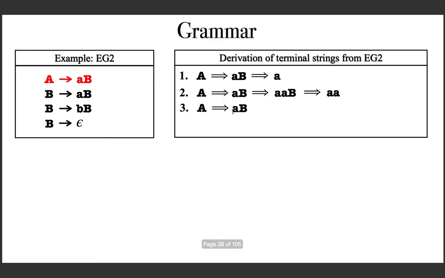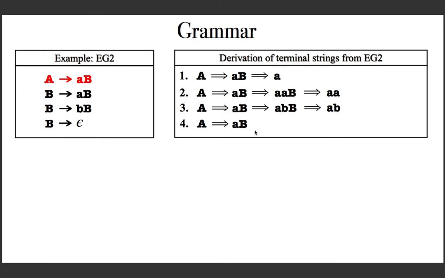Another example, the first production is applied, so I am getting small a capital B. For this capital B, I am applying production number 3, so I am replacing capital B with small b capital B, and then I am applying the last production, so capital B is replaced with epsilon, so I am deriving small ab.